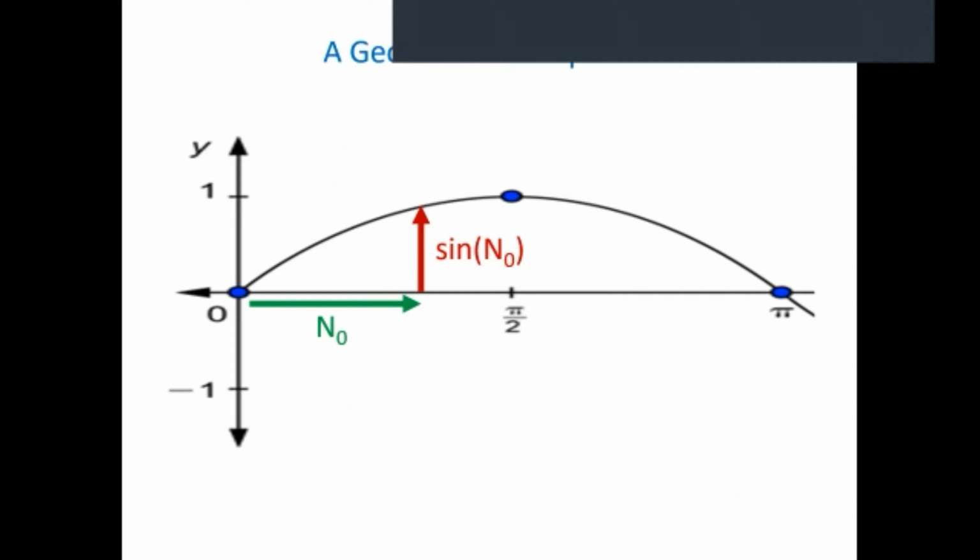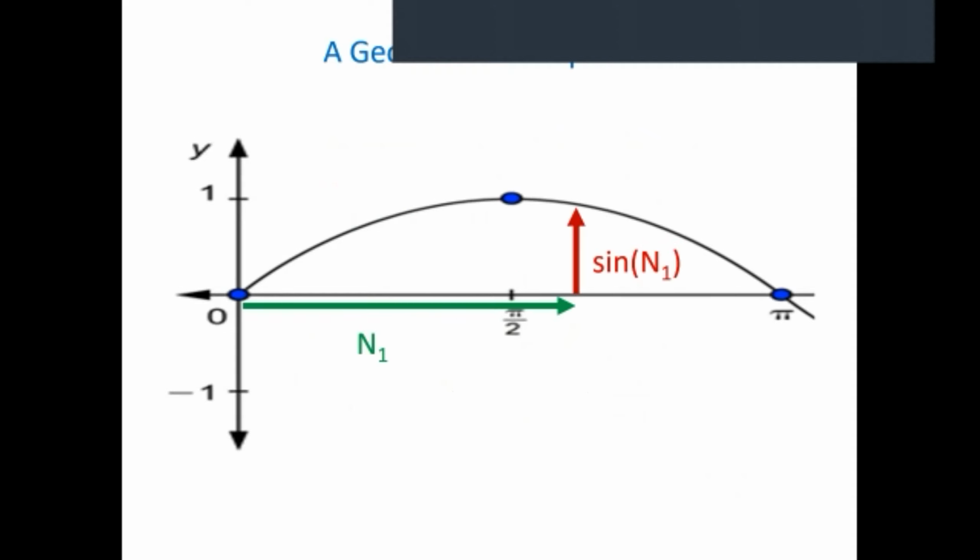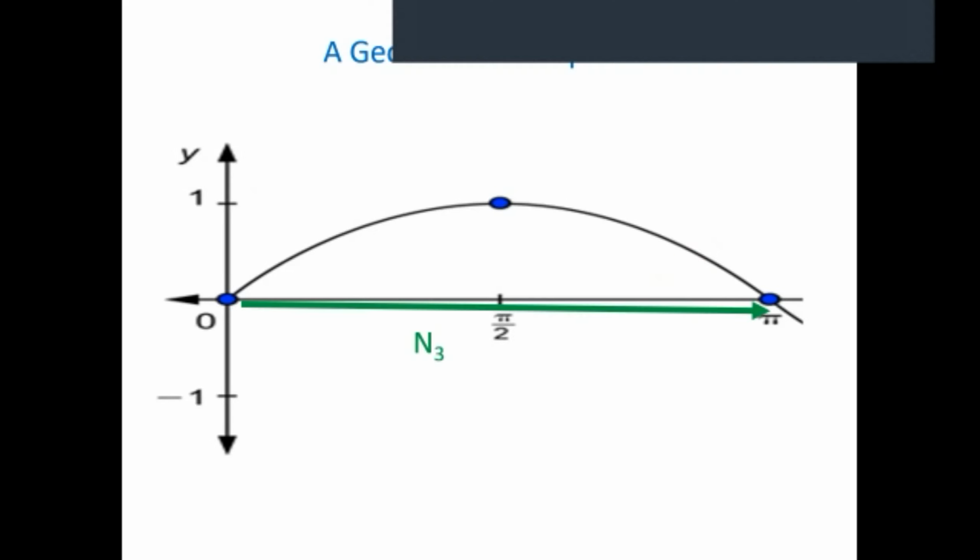So here's a geometric solution. If we guess at an n0, the green arrow, calculate the corresponding sine of n0, the red arrow, then that's our error function. We just add the two together. Now we have N1. From N1, we calculate the sine of N1. We get a new error term. Add that to N1 to form N2. We're getting close. Now we compute the sine of N2 and we add it to N2. And after enough iterations, we reach pi.